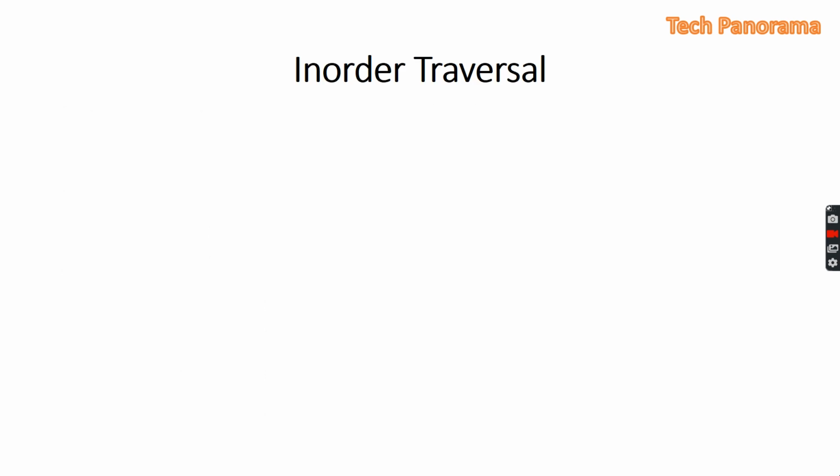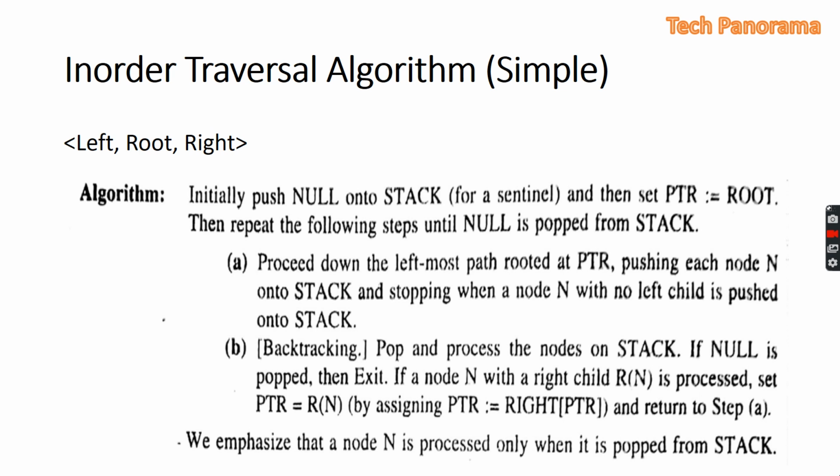Next, we will move on to the in-order traversal. Like the pre-order traversal, we are using a simple procedure to implement the in-order traversal. Firstly, we will push null into the stack as a sentinel. Next, we will set PTR equal to root. The PTR is used as a pointer that will process each and every node. The PTR will move to the left or to the right according to the type of the algorithm. So initially, PTR equals root. Then steps A and B will go on till PTR is not equal to null, or we can say until the null is popped from the stack.